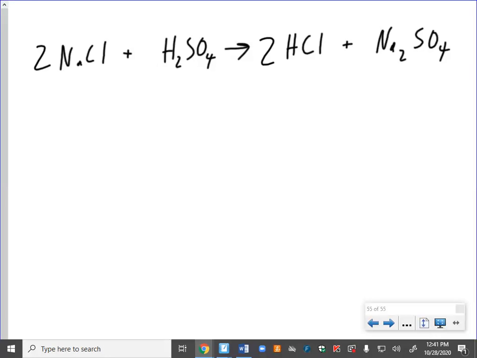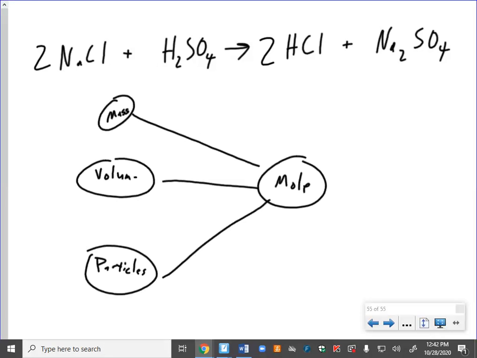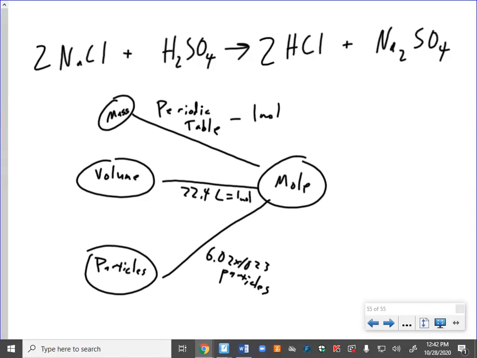Okay, so just sketch that out real quick for my folks at home. Mass, mole, particles, volume. For mass, we're going to look at the periodic table. Here, we're going to say 6.02 times 10 to the 23rd particles. And here we're going to say 22.4 liters. This is all for 1 mole.